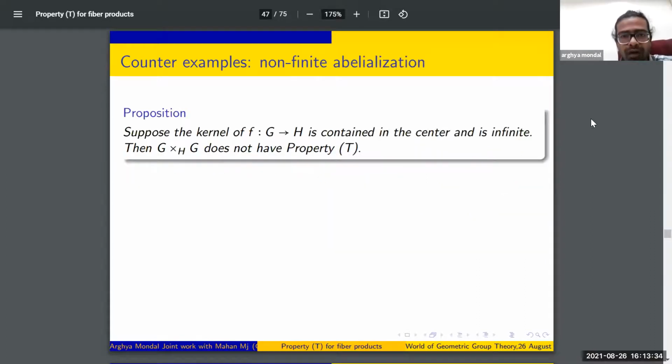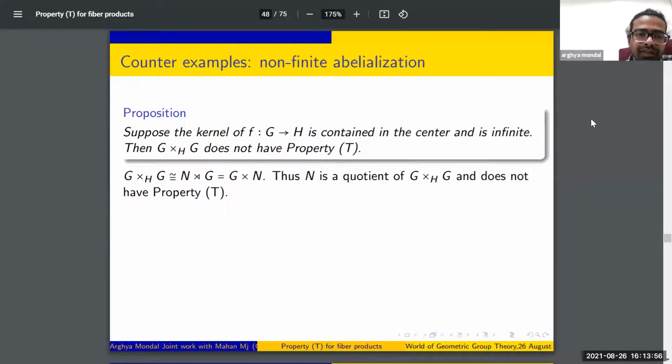Okay, now I will give you some examples which will contradict property T for fiber products. Suppose you take a homomorphism whose kernel is contained in the center and is infinite. Then the fiber product of two copies of this map will not have property T. As we said before, a fiber product of two copies of the same map can be written as a semi-direct product. But in this case, the normal subgroup is inside the center, so the G action on it by conjugation is trivial. So the semi-direct product is in fact a product. So N is in fact a quotient of the product, and it is abelian and infinite.